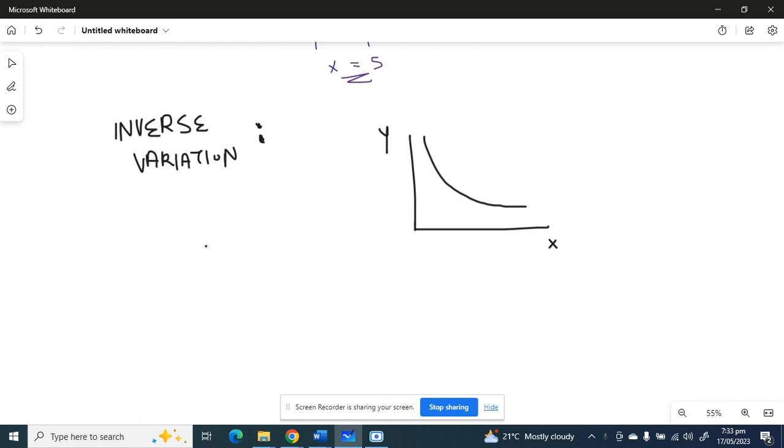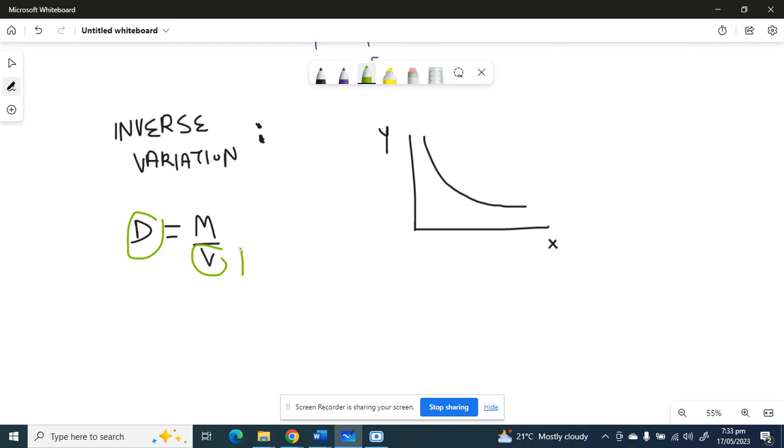Let's say, for example, we're all familiar with this formula: density equals mass over volume. Now, there's an inverse variation between density and volume. If volume goes up, density goes down. If volume goes down, density goes up. In this case, we'll say that mass will be held constant.